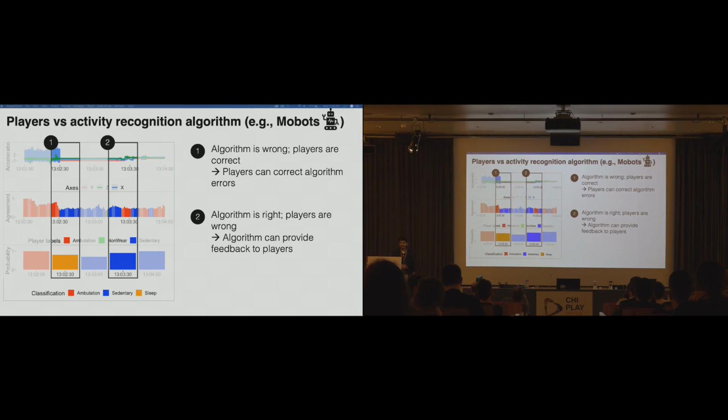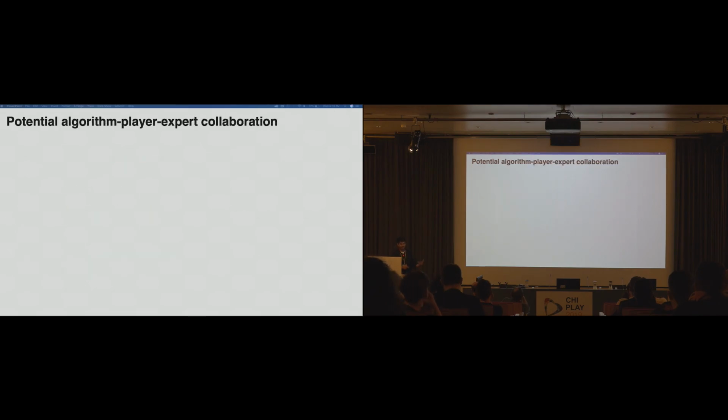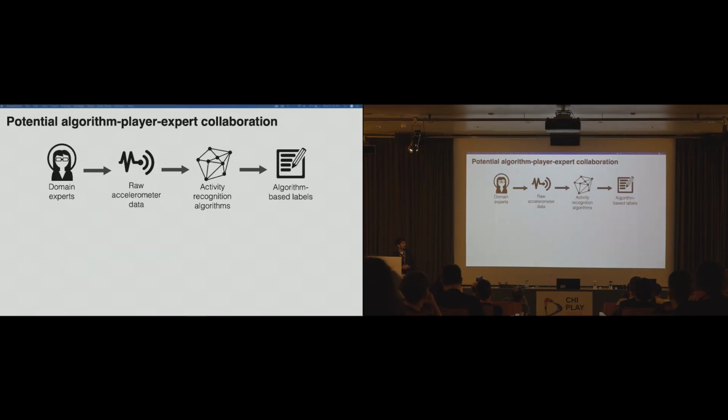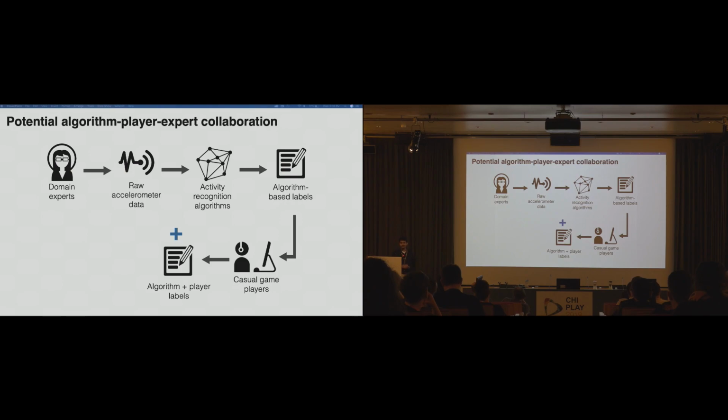Between these two edge cases, there are opportunities for algorithms, players, and domain experts to collaborate and label large-scale accelerometer data sets. So for instance, the way we envision this is that domain experts can take their raw data, pass it through the algorithms that they have, and get the first set of labels. These labels can then be sent to casual game players who, by playing the game, would refine the annotations further. The refined annotations can either be used to retrain the algorithms, or they can be sent back to the experts so that experts can iterate over. This way, we would not need a lot of players to actually play the game. At the same time, we could save the human computation time, or the amount of time players spend labeling this data.